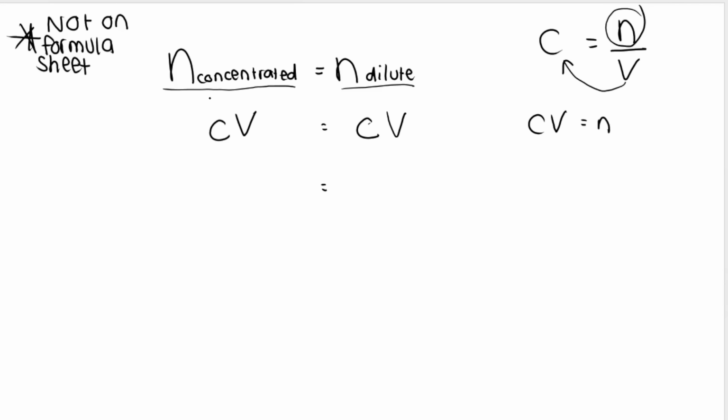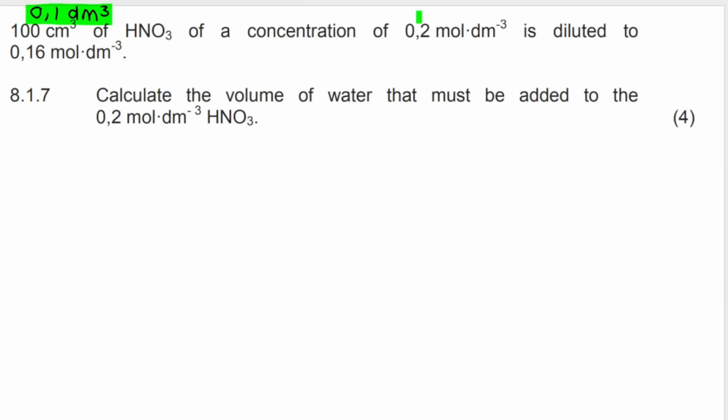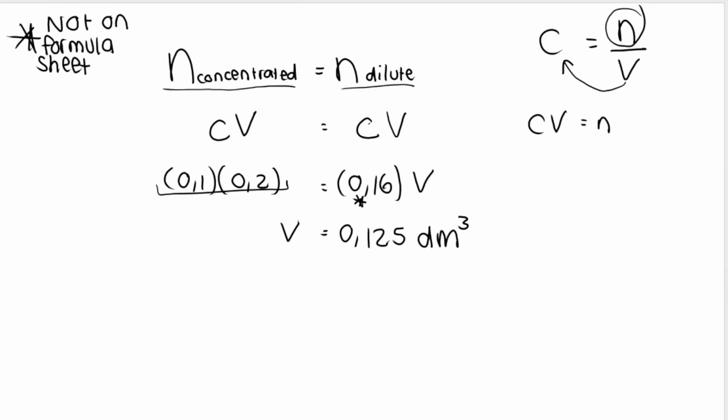So how we would do the question that we just did is you would take the volume of the concentrated solution and the concentration of the concentrated solution, and then you would take the concentration of the dilute solution, 0,16, and you would work out what V is. You would multiply these two together and divide it by this. And you would get the exact same answer. Just remember your unit. Very, very important.